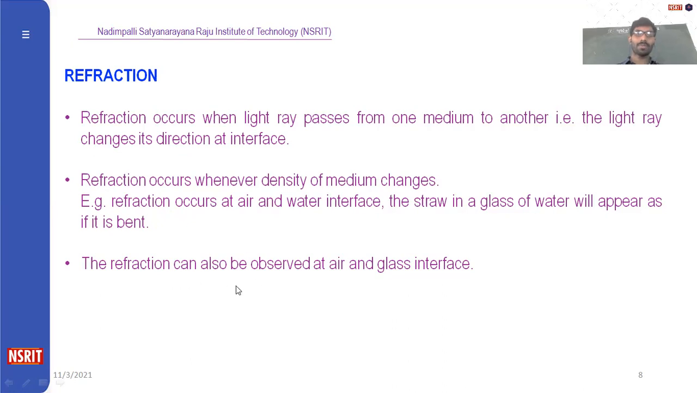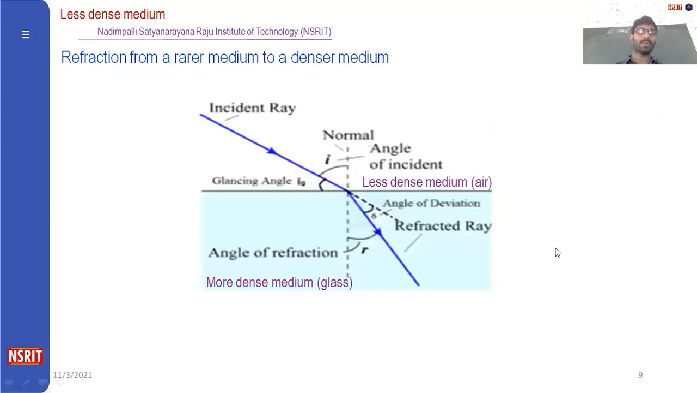Refraction can also be observed at the air and glass interface. If the light is traveling from air to glass, we can also experience refraction. This is the image for refraction. Here you can observe that the incident ray is falling in this direction, and what we expect is for it to travel in a straight direction, but we can observe that it is bent in this medium. When coming from one medium to another medium, it is bent.